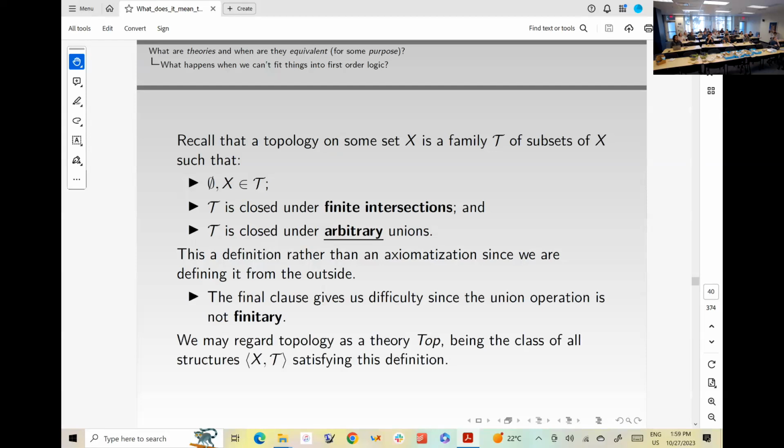So in regard to topology as being the class of all structures, we're going to give this a name, Top, and it's a category of structures of this form satisfying this definition here.